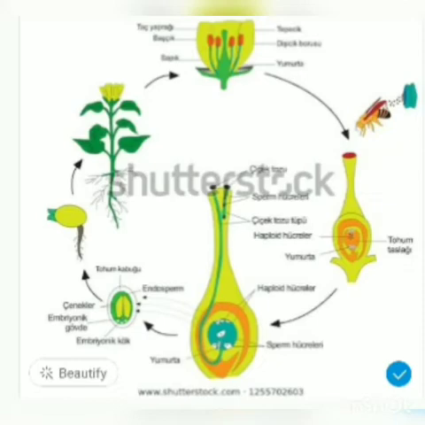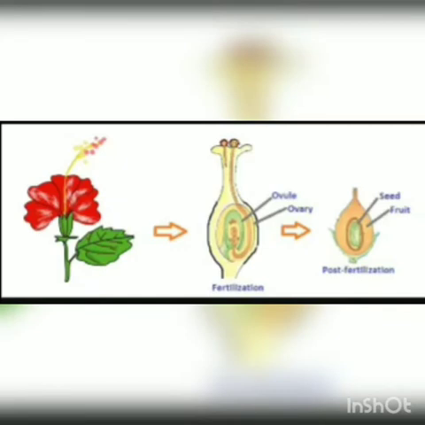The fusion of the male and female gamete is called fertilization. It produces the zygote. The male gamete reaches the female gamete and starts to fuse. This process is called fertilization. What is meant by fertilization, children? The fusion of the male gamete with the female gamete. This process is called fertilization.